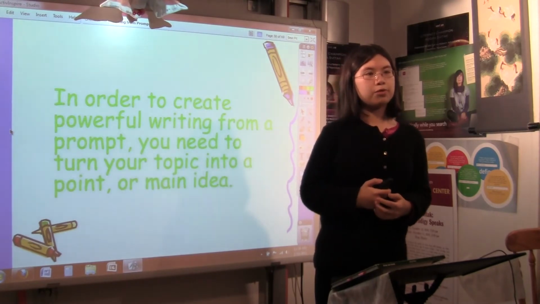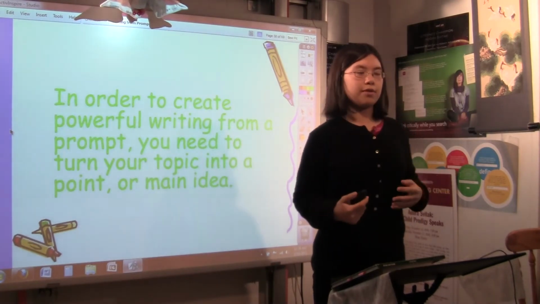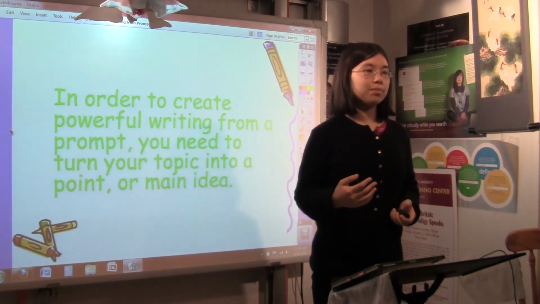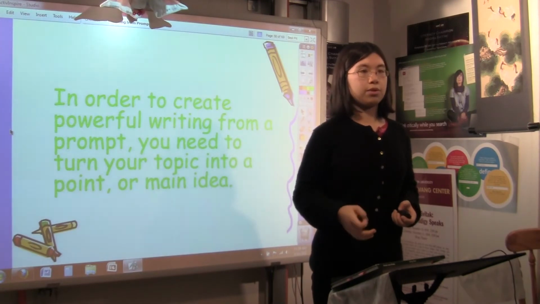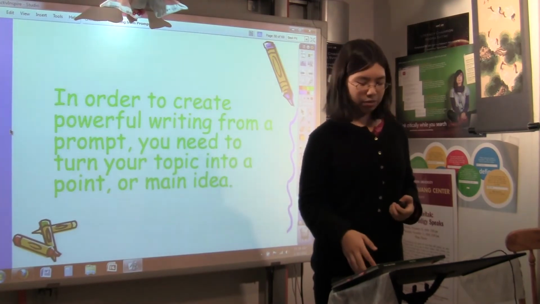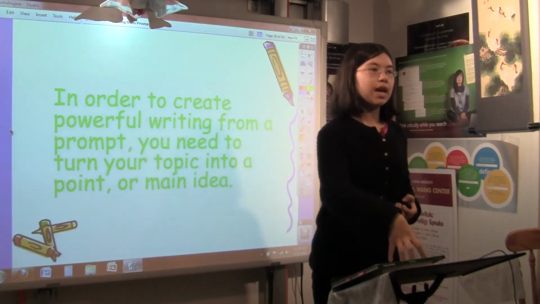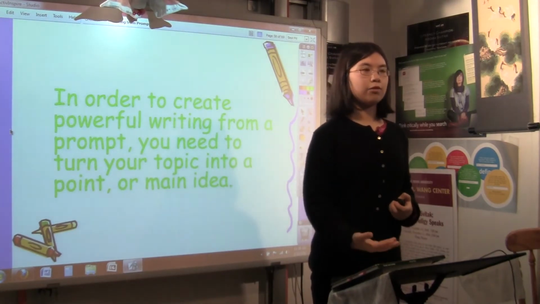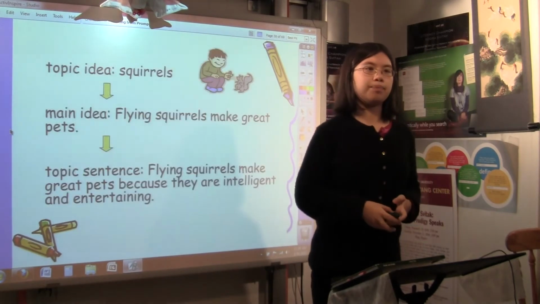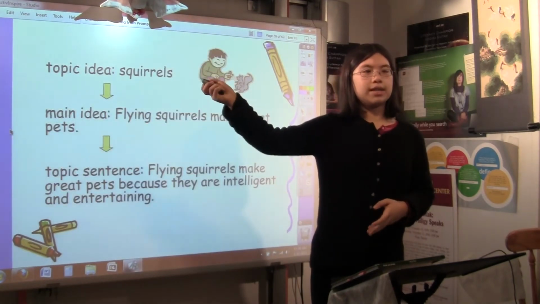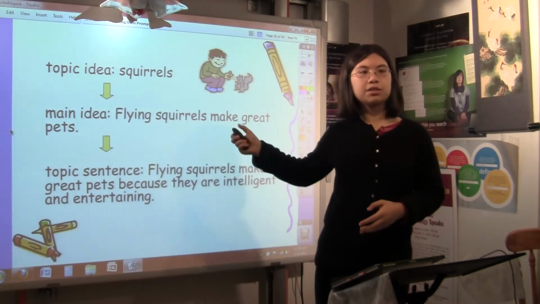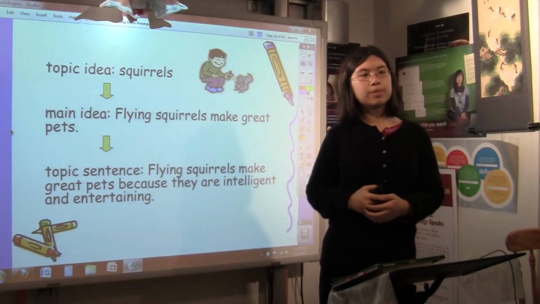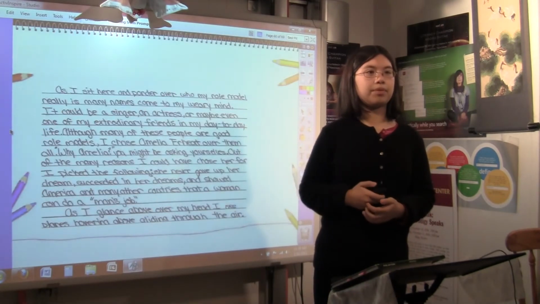In order to create powerful writing from a prompt, you need to turn your topic from the prompt into a point or main idea. With writing prompts, you've actually gotten a lot of work done for you. They've given you your topics. You don't have to do a lot of thinking about what is my topic. You take their question, who is your role model, and you make it your point: my role model is blank, and you make that your main idea. For instance, with the topic of squirrels, I could say flying squirrels make great pets, and then my topic sentence would be: flying squirrels make great pets because they are intelligent and entertaining.